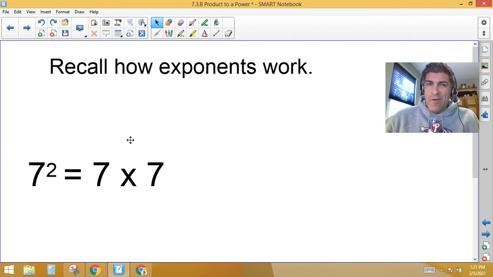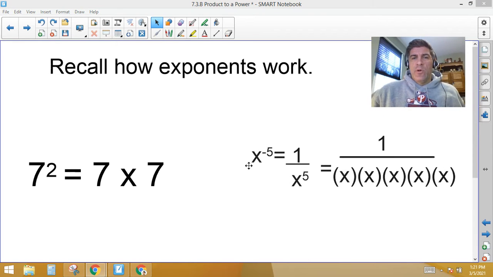Remember, 7 squared means I have two sevens, 7 times 7. Not doubled, not 7 plus 7, not 7 times 2, 7 times 7. Even with a negative exponent, x to the negative 5, negative fifth, we have to then do the reciprocal, 1 over x to the positive fifth. And that would just be 1 over x times x times x times x times x, just to expand it out if I wanted to. That's how exponents work. Don't forget.